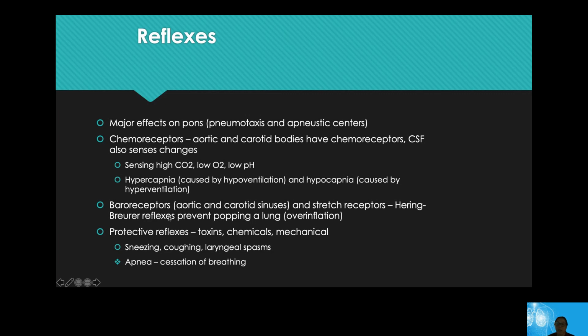Baroreceptors play on the fact that your lungs and part of your respiration utilize and change in response to blood pressure. So this is your connection to the cardiovascular system. Stretch receptors, like the Hering-Breuer receptors, also help avoid overinflating the lungs. They prevent you from popping a lung, basically. And then there is a set of protective reflexes. So chemoreceptors, baro and stretch receptors, and then lastly, protective reflexes. If a toxin or a chemical or even accidentally inhaled dust comes into the lungs, this is going to trigger things like sneezing, coughing, and associated laryngeal spasms.